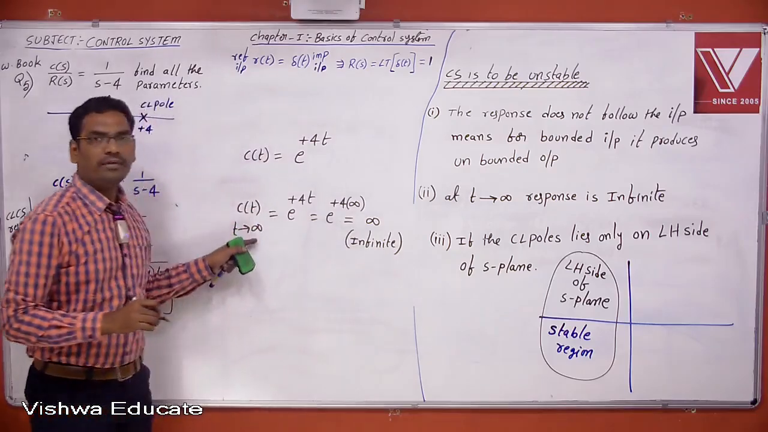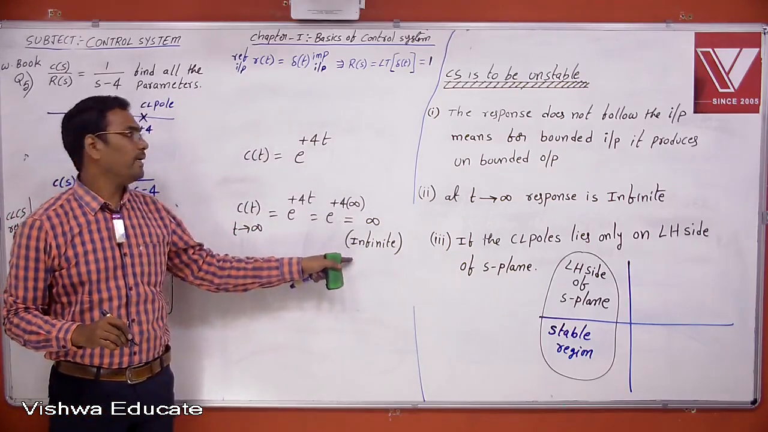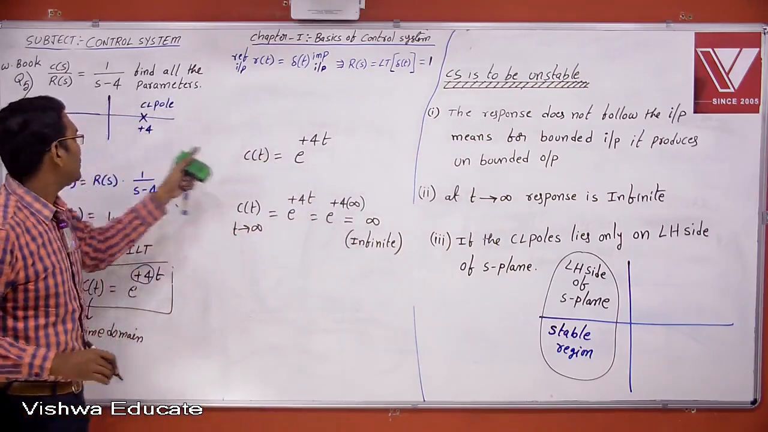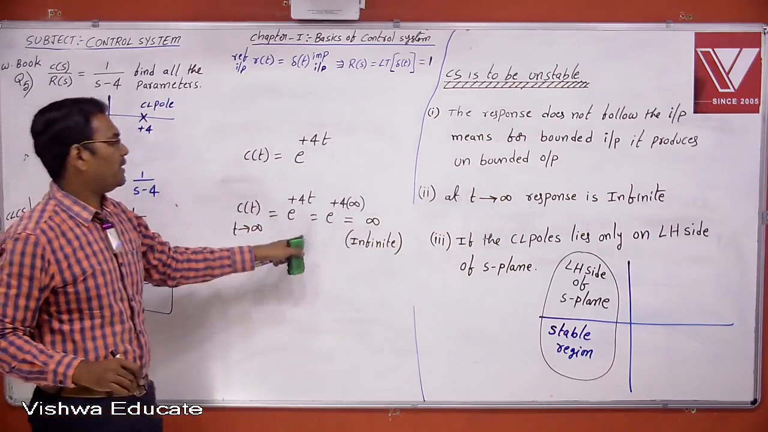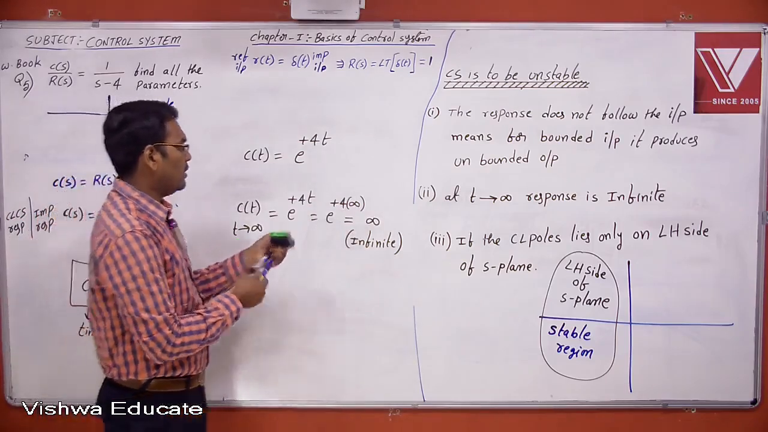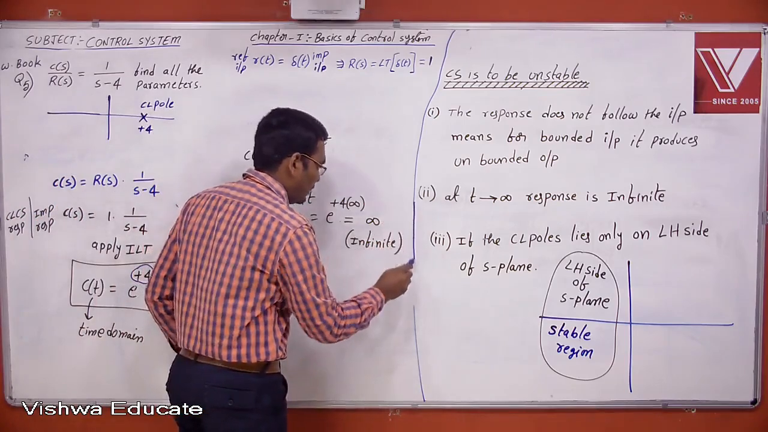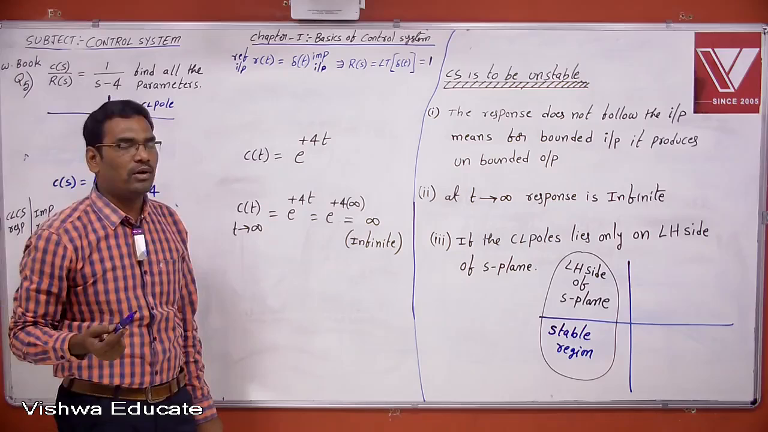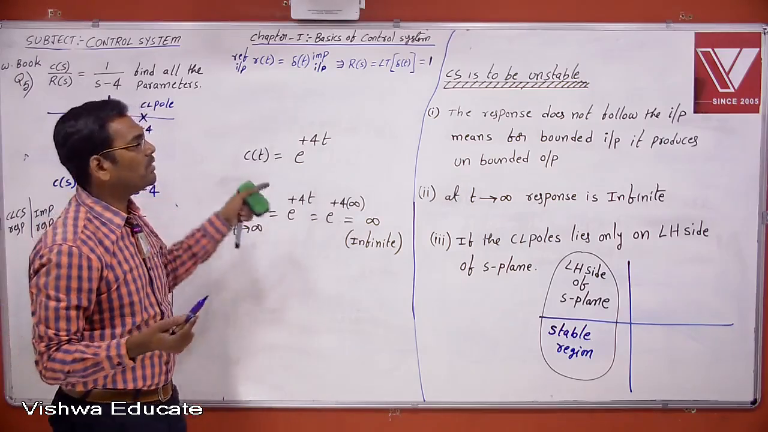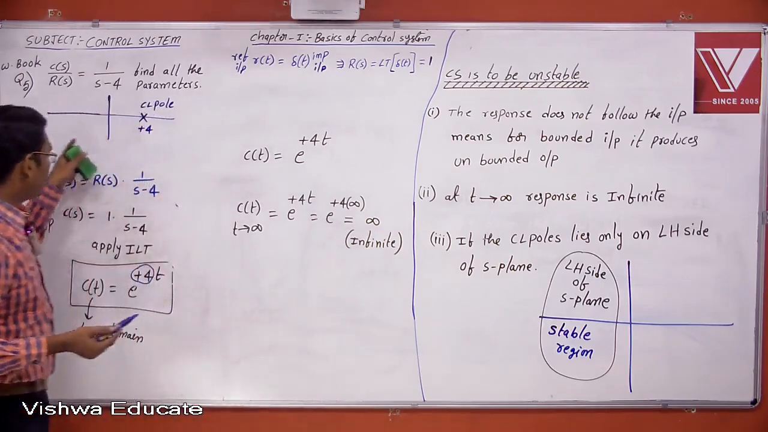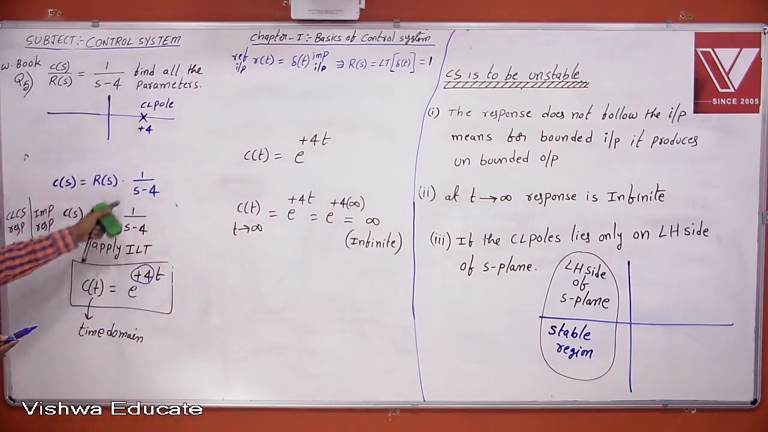At t tends to infinity, if the response is infinite, then the system is unstable. Yes, this is the previous problem, which is unstable, and therefore at t tends to infinity the response is infinite. Then we will cross check. Yes, this is matching. And no sir, I don't want all these things, I want a shortcut, easy method. By looking at the problem, I want to easily say yes, this is an unstable system.